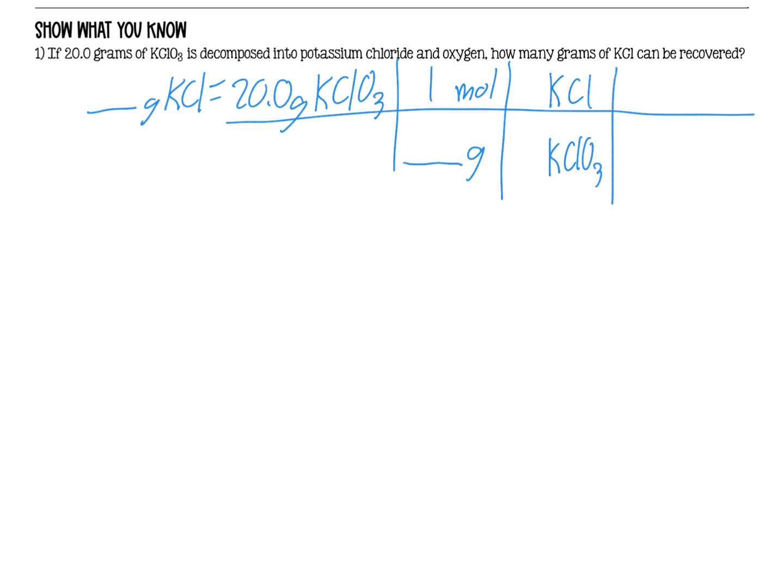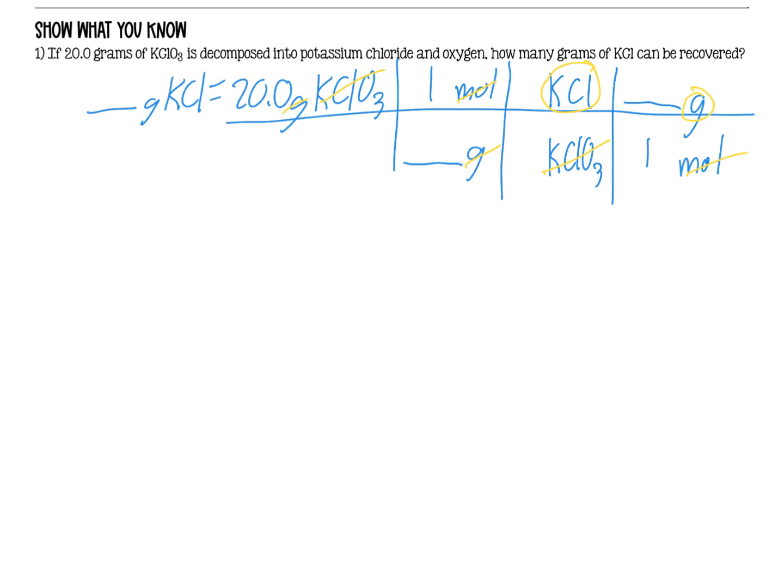We then need to figure out the mole ratio between KClO3 and KCl. So we are going to need to balance our equation. And finally, we will need to find the molar mass of KCl. So we can put moles on bottom and grams on top, and that way our units will cancel out and give us what we want.